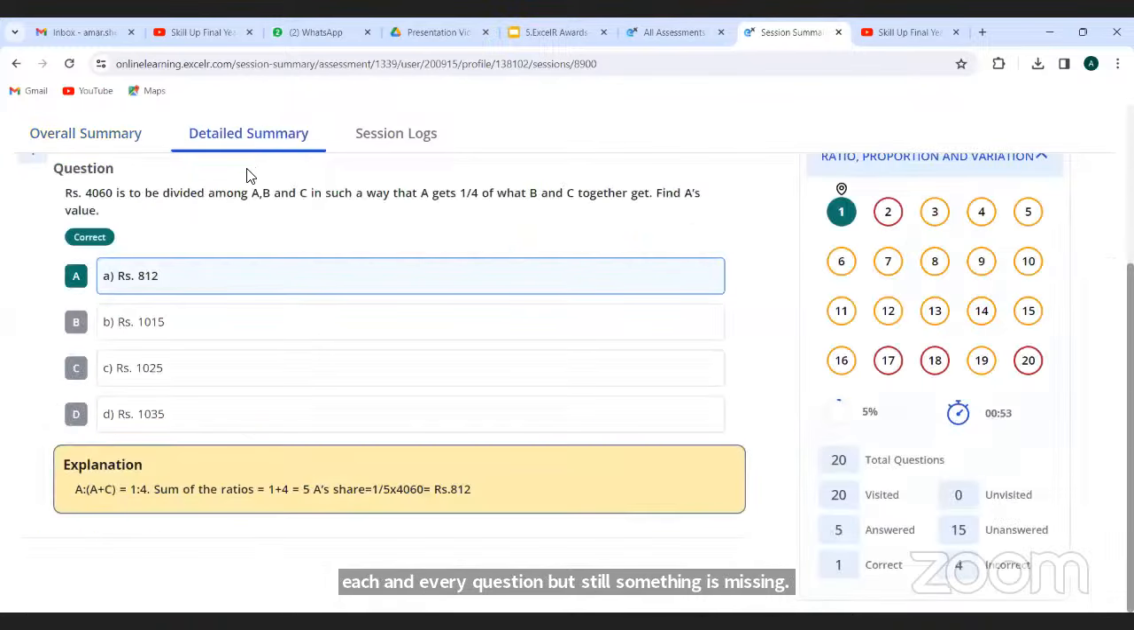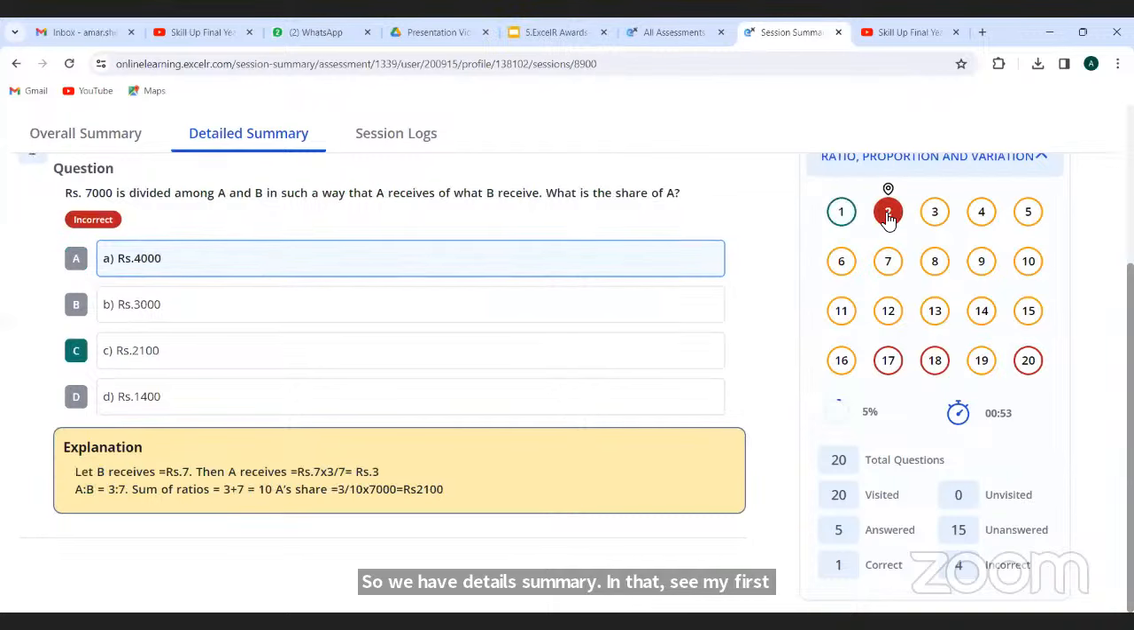In that, see, my first question is right. My second question is wrong. Why is it wrong? Why did I give the answer as 4,000 when the answer is rupees 2,100? So we have an explanation. You have to check the explanation, and again you get a chance to submit the test, and that test will be there for each and every topic.